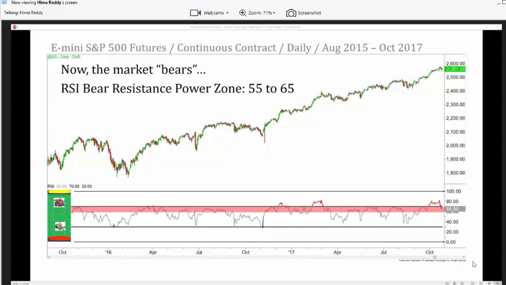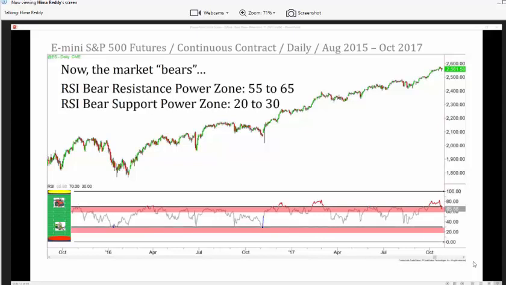Okay, this is the part, guys, where if you haven't heard about power zones yet, you may want to jot these numbers down, although you see them on the screens repeatedly. But this is what you'll need to look for on your own RSI in order to follow this concept. So 55 to 65 is the bear resistance power zone. 20 to 30 is the bear support power zone. So what this is saying is that a bear trend or a downward pressured market is not going to get as overbought as a neutral or, of course, a bull market. Okay, it's going to live between these two red zones.